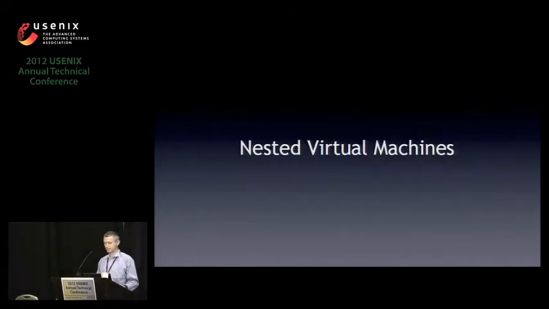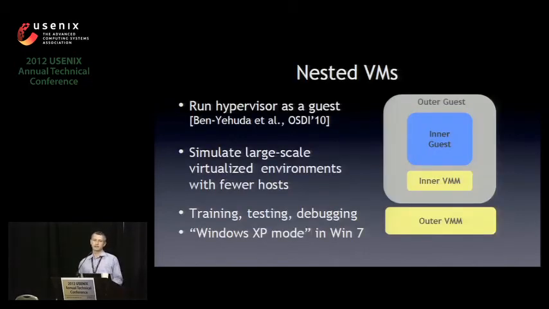Okay, now let me turn the discussion to nested virtual machines. So what are nested virtual machines? Well, with a nested virtual machine, you run the hypervisor and the guest on top of it, to which we refer as the inner guest, all together within an outer virtual machine, which runs on top of an outer VMM. There has been recent interest in this area, and applications include scaling, simulating large-scale virtualized environments with fewer physical hosts, demo or training people in virtualized environments, or testing and debugging hypervisors.